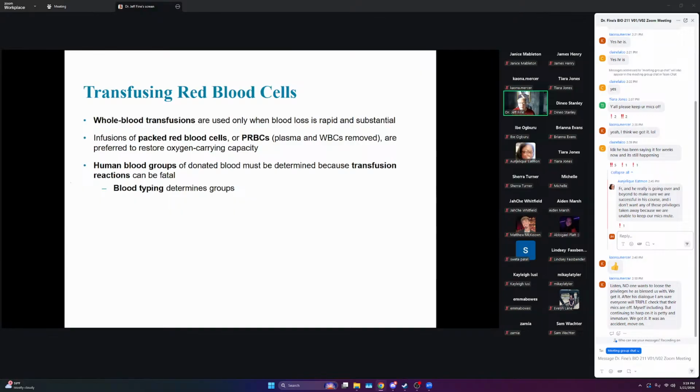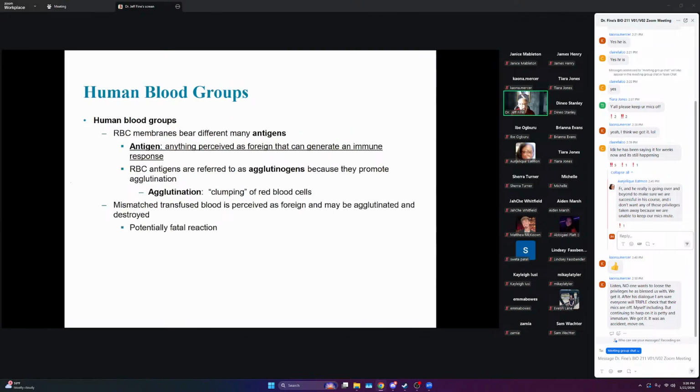So it's very, very important that we determine a patient's blood type by their blood grouping, whether it's A, B, AB, or O. Those are the most commonly occurring types of blood that human beings have. Because again, if we match or donate blood to the wrong blood type, we can have a fatal reaction. And that's what we're going to talk about in the next coming slides.